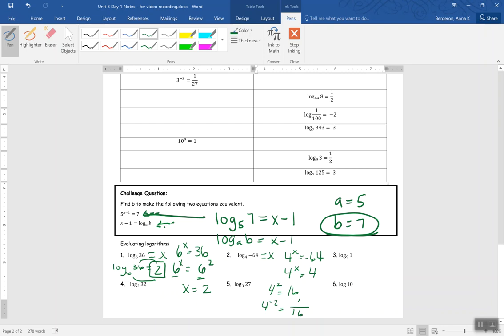And that plays into, remember we were talking about the domain and how the domain only went from 0 to infinity? That's because these values can't be a negative number. So in this case, there would be no solution.